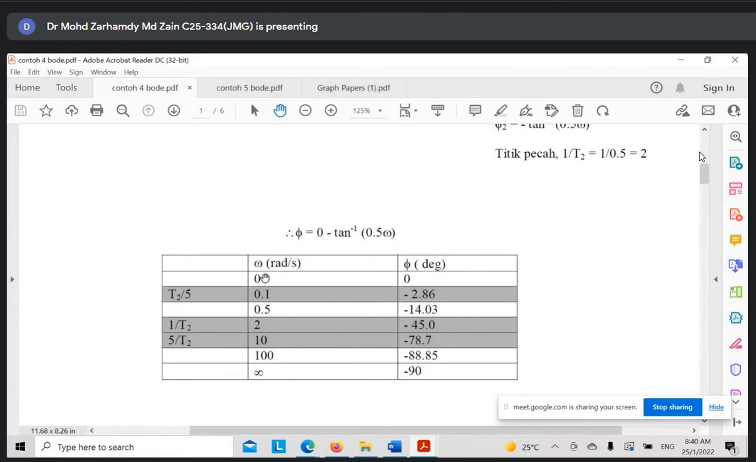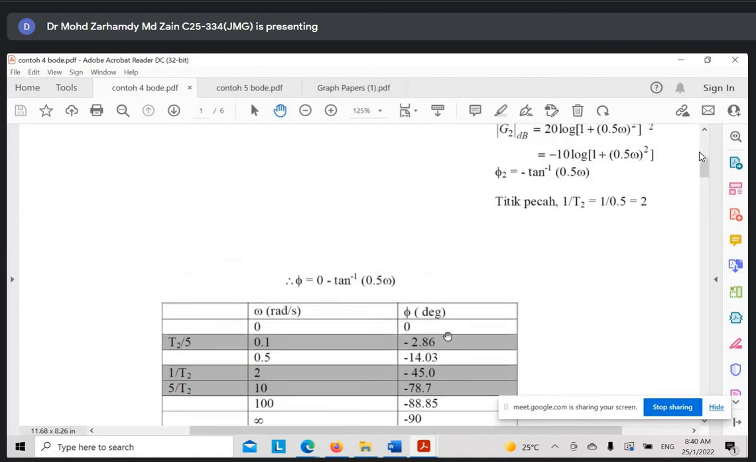So for the omega, we start at 0 and then we try 0.1 and so on. So it depends. Maybe you can choose the omega related to our breakpoint or crossing point. So we have 2 here, compulsory. The rest of the values you can suggest any value you want. Okay, tak apa. So nanti apa-apa tanya dia. So from here you substitute all these values into here, and then you will get the angle.